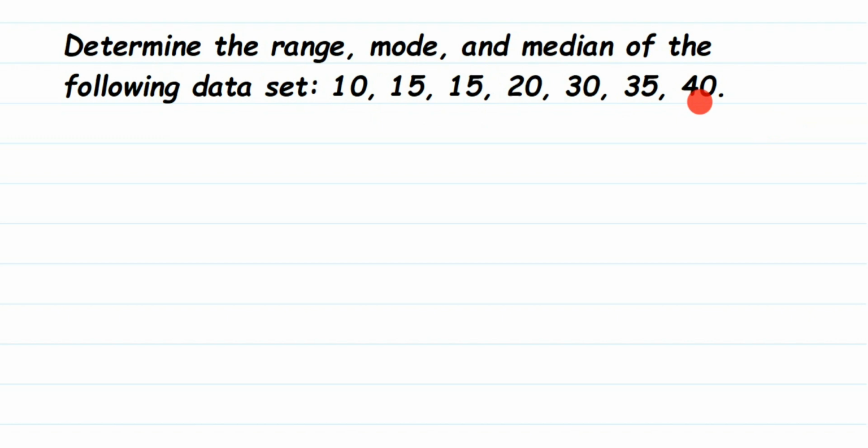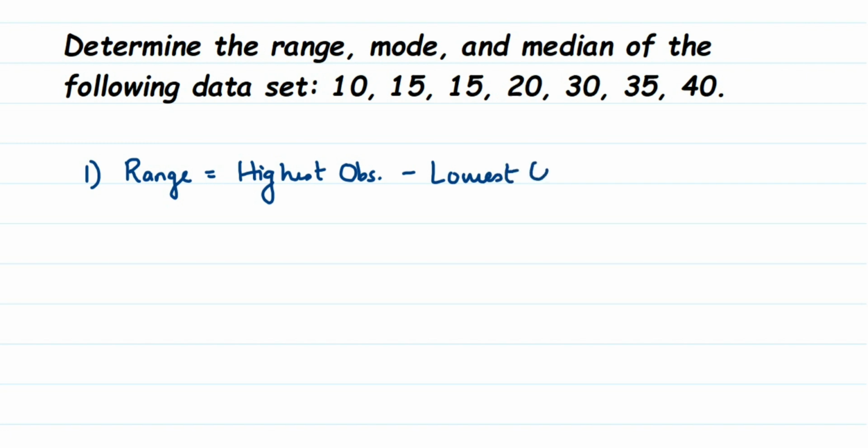Now let's start with the range. What is range? Range is nothing but the difference between the highest observation and the smallest observation. Let me write it down. It is highest observation minus the lowest observation. The highest observation here is 40, right? So 40 minus the lowest, which here is 10, so 40 minus 10 is equal to 30. So range is equal to 30.